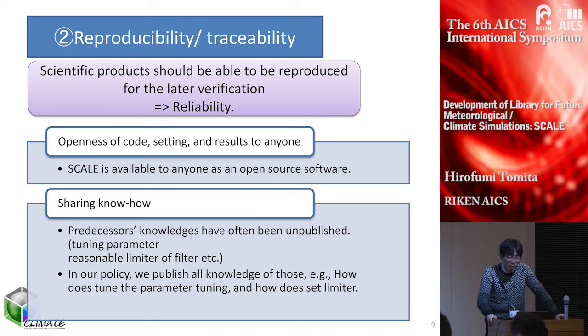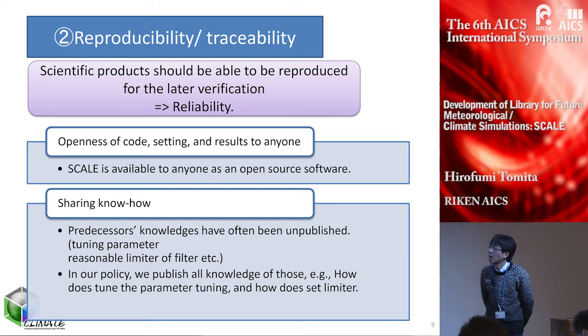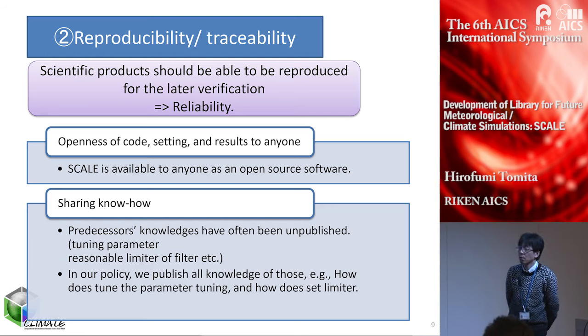Okay. And the second concept of our library is reproducibility or traceability. Scientific products should be able to be reproduced for later verification. It leads to the reliability of the results. So for this purpose, openness of code, settings, and also results to anyone is very, very important.